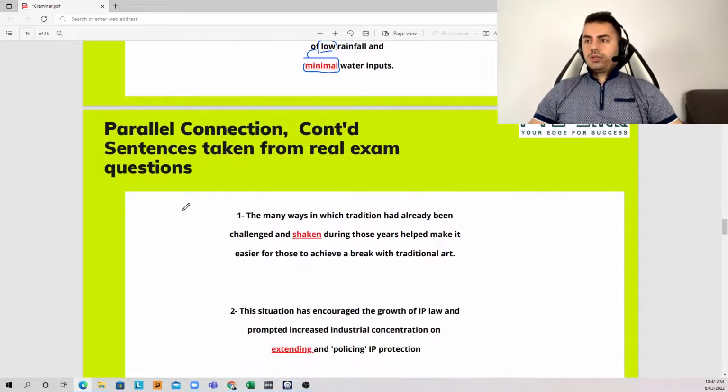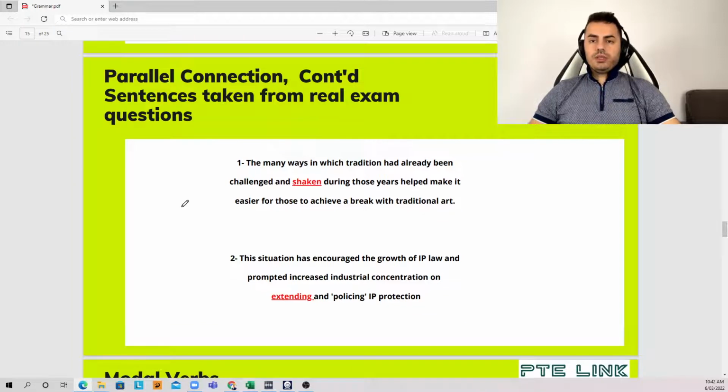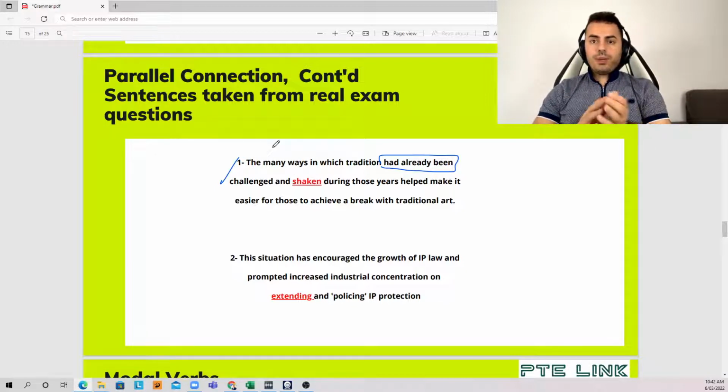Another one here, it could be in terms of the tense of the verb. The many ways in which tradition had already been challenged and shaken. So I've got here "had already been," and I'm looking at a verb in the third form. I've got "challenged" in the third form and a gap. This one needs another verb. You check the verbs that are in the third form, or what's known as a past participle, and you make sure it is in parallel.